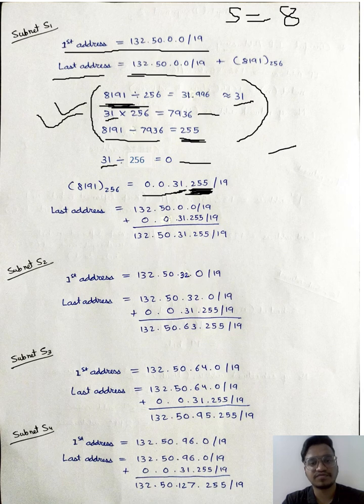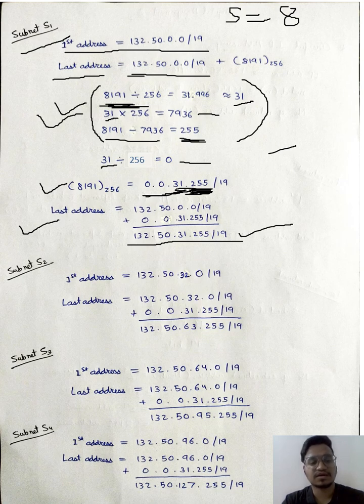Now this was our first address. We have to add this 8191 in base 256 to it, then we will reach the last address of this particular subnet S1. The first address was 132.50.0.0/19, and we add this mask, which is 0.0.31.255/19. By adding this, here we get 132, here 50, here 31, and here 255. So this is the last address of subnet 1.